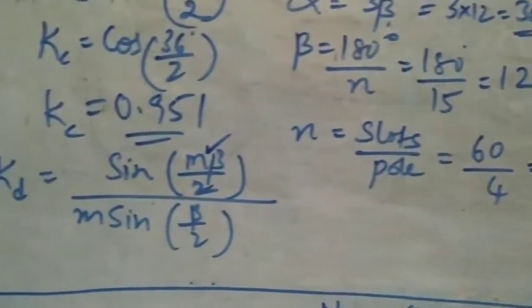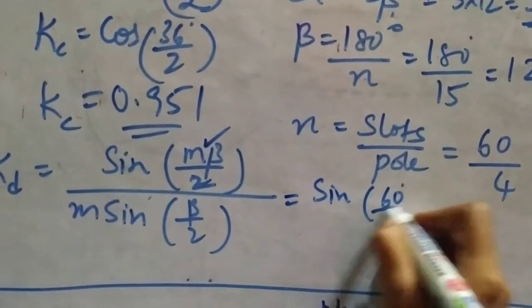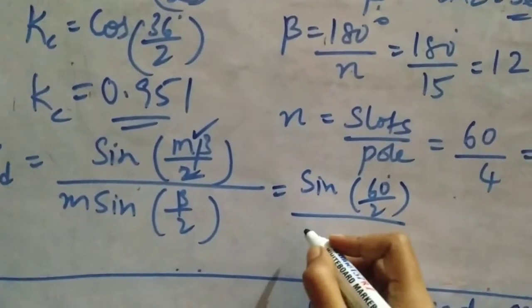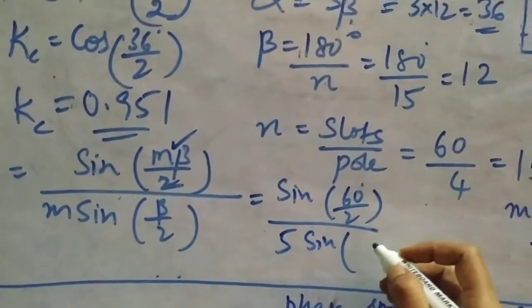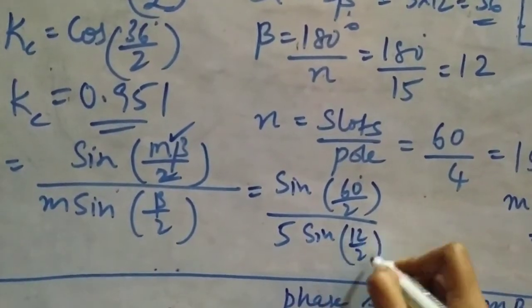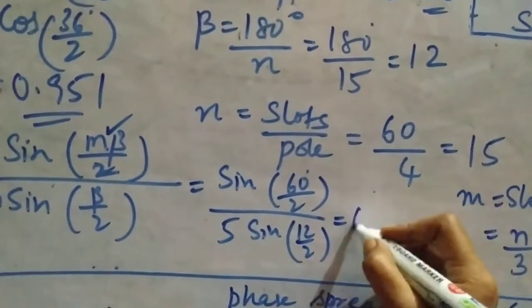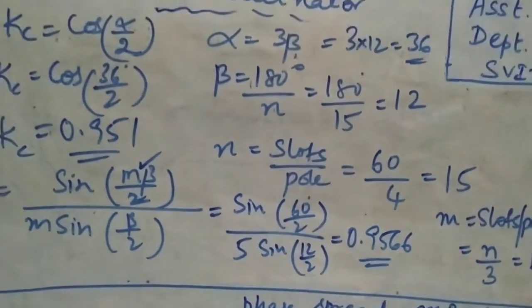Okay. So substitute the corresponding values here. So sine of 60 degree divided by 2. m into beta they have directly given. That is nothing but the phase spread. So this is 5 into sine of beta, we got it as 12. Right. So 12 divided by 2. So it results with 0.9566. So that is the Kd value.